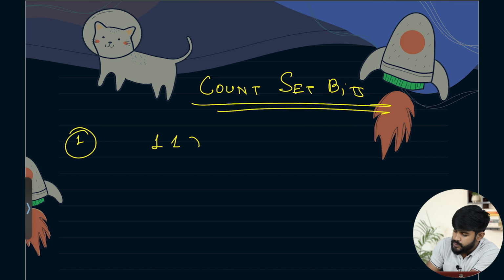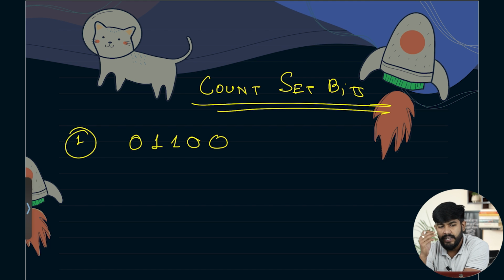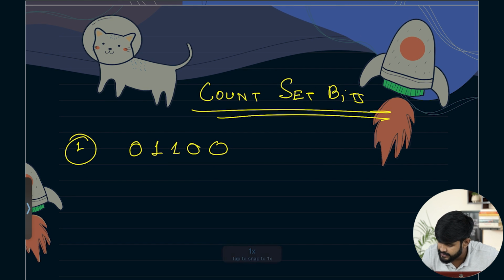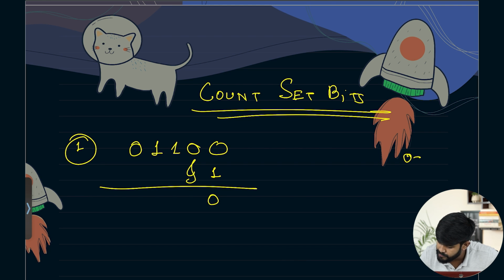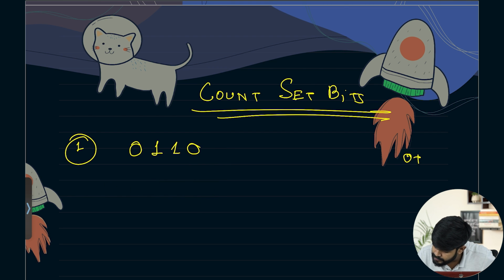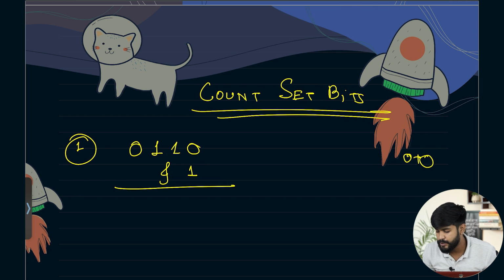Let's say the value is 1100. So the idea is that we just right shift each time by 1 and do an AND with 1. Suppose I want to count the number of set bits in this value. So I would do AND with 1 and this would result in 0. So I would have 0 in my result. Then I would simply do a right shift, and this number would become something like this. Again, I would do AND with 1. This would result in 0, so I would add 0.